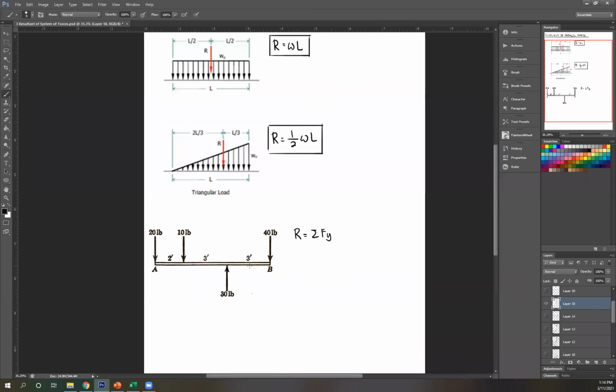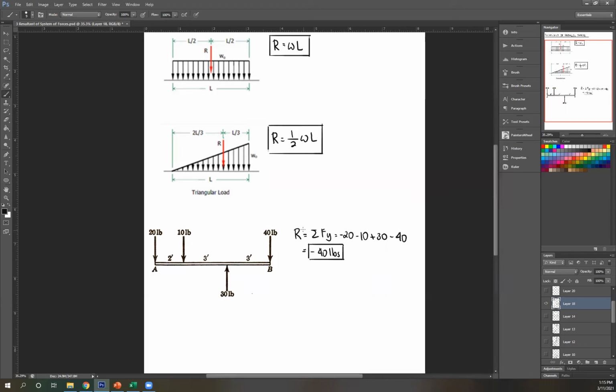So it's all in the y direction, so summation of force in y. Downward, downward, upward, downward, so negative 20 minus 10 plus 30 minus 40. Okay, easy as that. And if you take the sum, that's negative 40 pounds. That's the answer. Now, what if we're also asked to locate this?